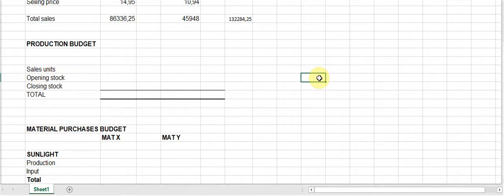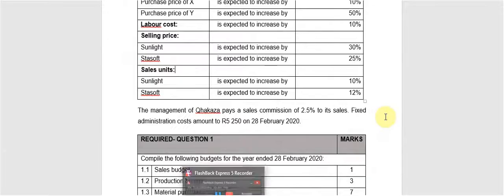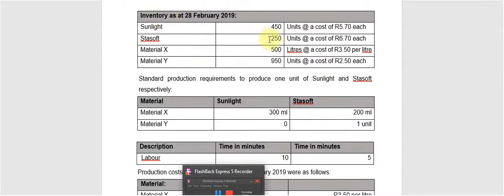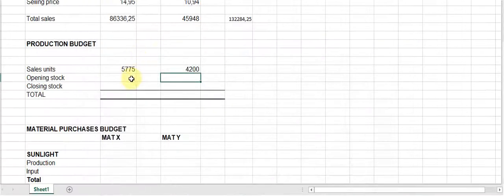Moving on to the production budget, the sales unit should now not be too difficult because we've already calculated those. The opening stock should also not be too difficult because you can simply read it from the question. They have indicated to you that the opening inventory was 450 and 250 units. So that will be used as is because the opening stock of 2020 is equal to the closing stock of 2019. So for the opening stock, we're going to say minus 450 and also minus 250.